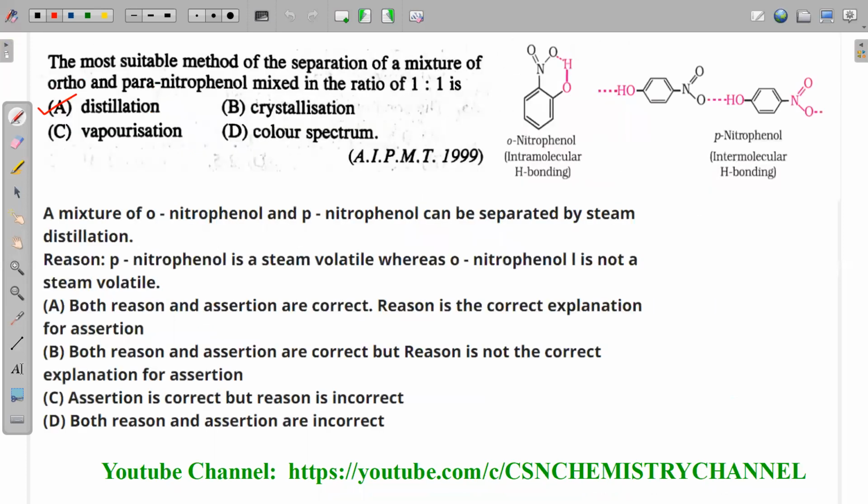Coming to the next question. On the screen, you are seeing the next question. Please read the question. The most suitable method of the separation of a mixture of ortho and para nitrophenol mixed in the ratio of 1:1 is. Here a mixture is given. Which mixture is given? Ortho nitrophenol and para nitrophenol mixture is given, mixed in a ratio of 1:1.